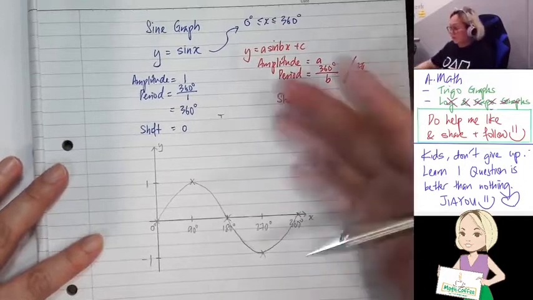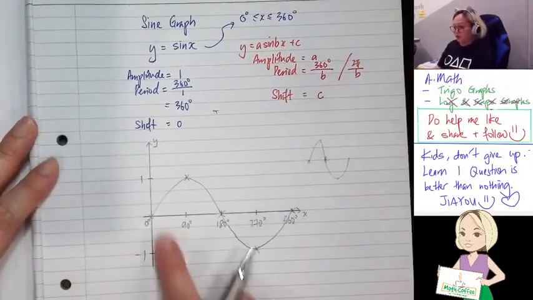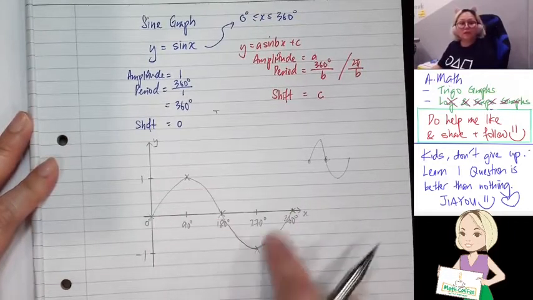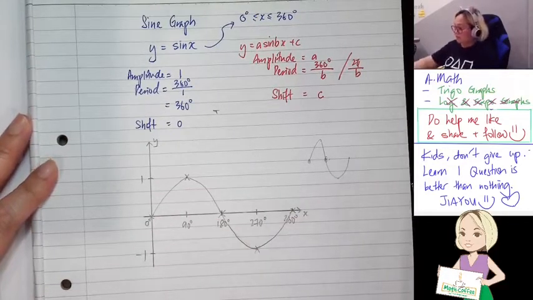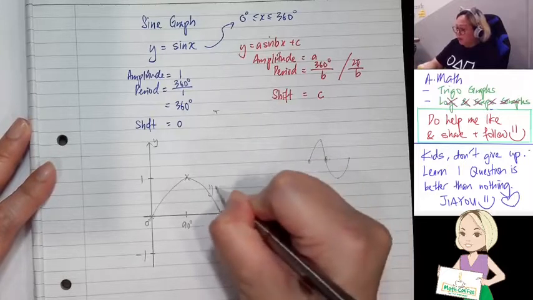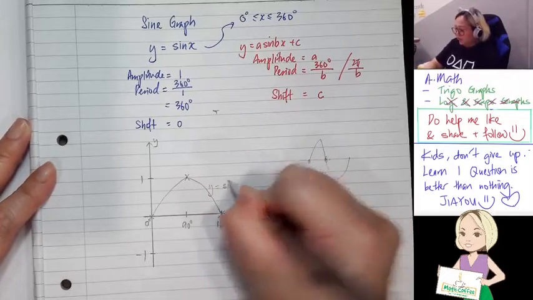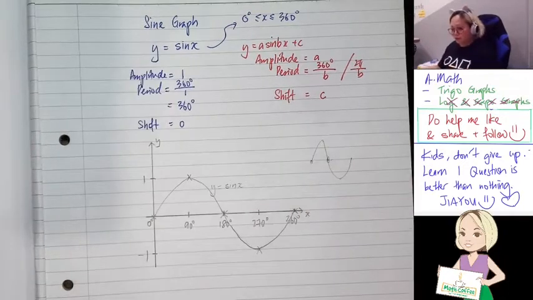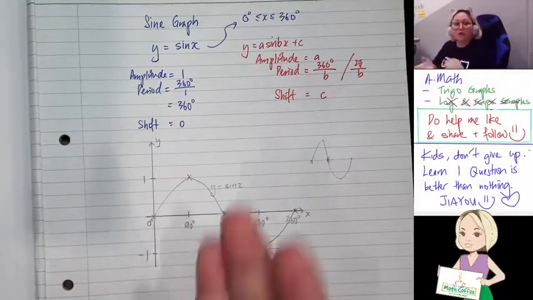So this is how you plot the sine graph. With all the critical points, it's easier for you to draw. So this is the normal sine graph. And of course, lastly, you need to label that this is y equals to sine x. Okay, so this is the original for y equals to sine x.